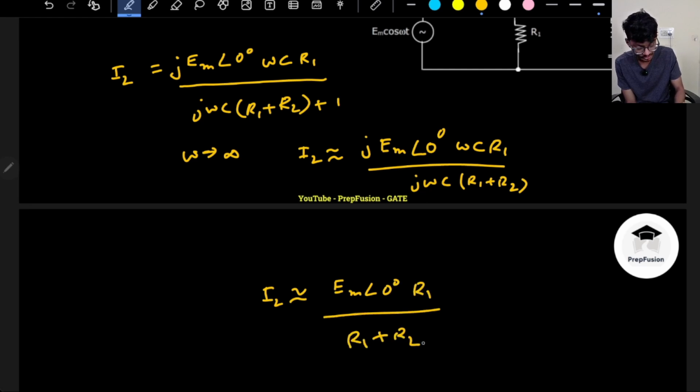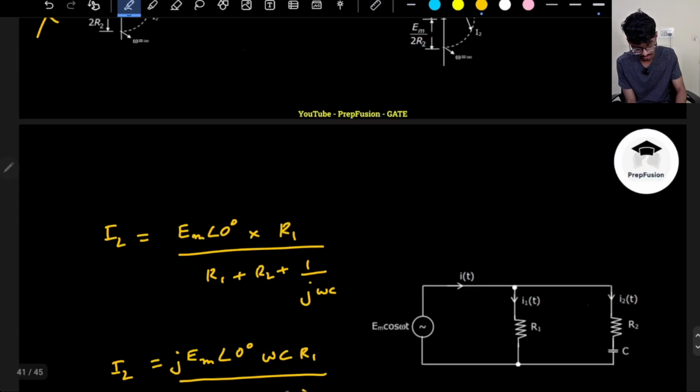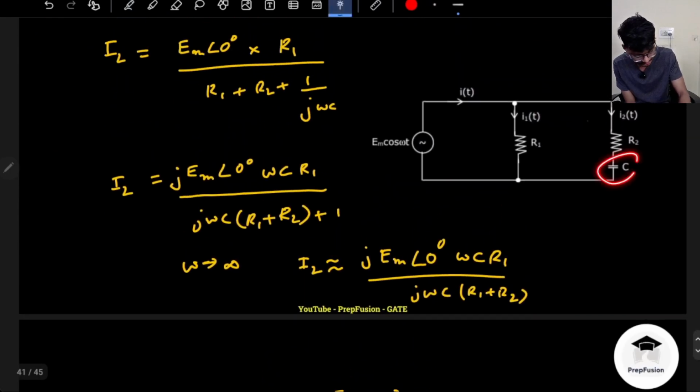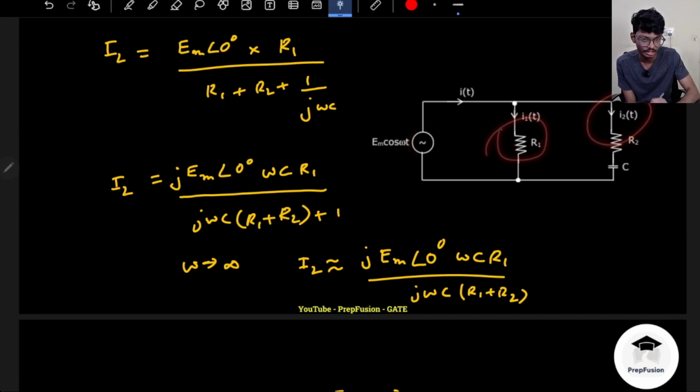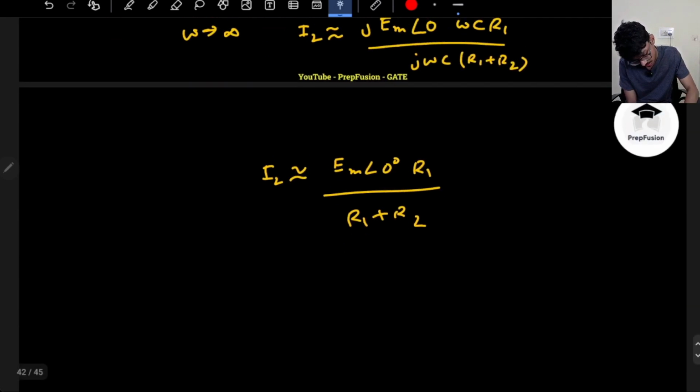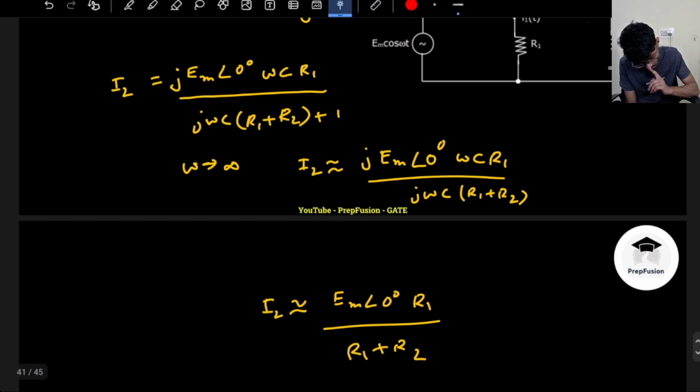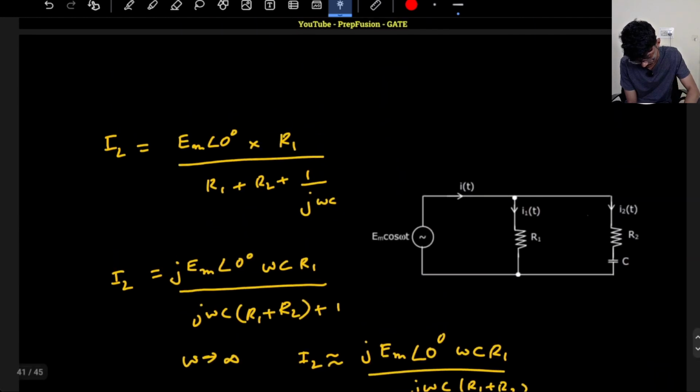Let's do a quick sanity check. Is it correct? So at omega equal to infinity, basically this is acting as a short circuit. So this R1 and R2 are in parallel. Simple CDR you apply. If you apply the CDR, I2 will be R1 divided by R1 plus R2 into the voltage, obviously. Okay. No, right? Okay, something is wrong. Something is wrong actually. Have I done something?